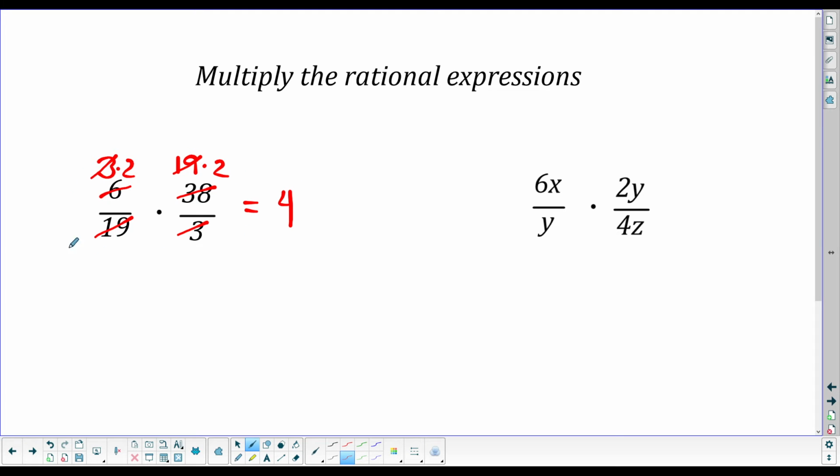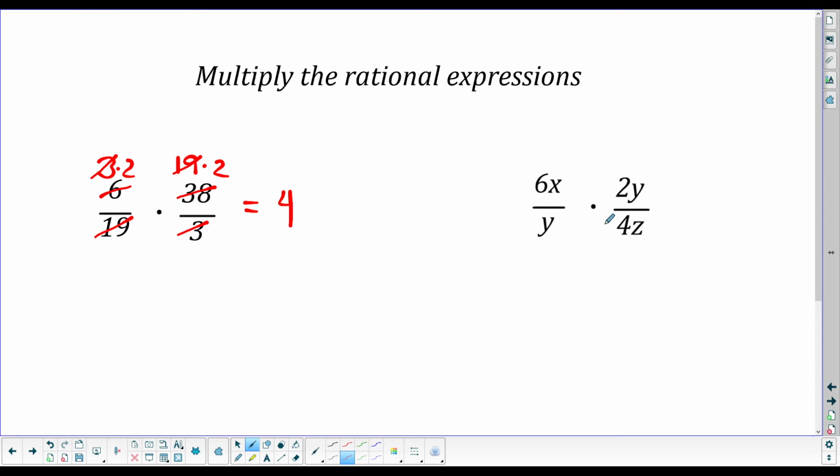So using factoring to our advantage to simplify these expressions before we multiply them can be a huge time saver. Otherwise, I would have had to pull out my calculator, multiply this and see if I can reduce that somehow. But by simplifying and reducing beforehand, we can make that multiplication a lot easier. We're going to do the same thing over here.